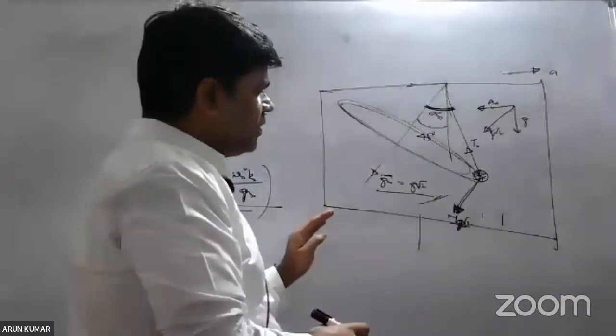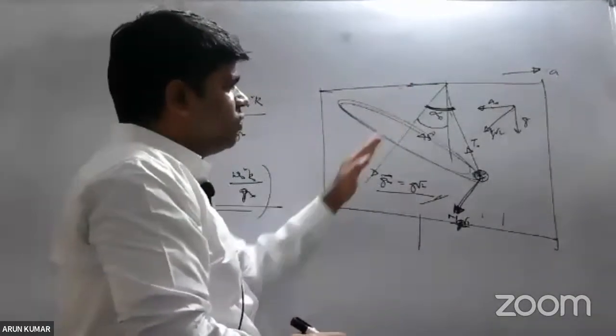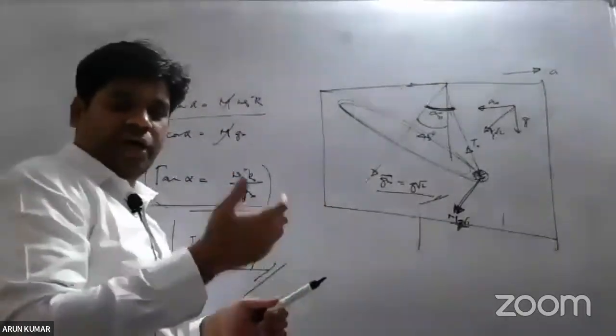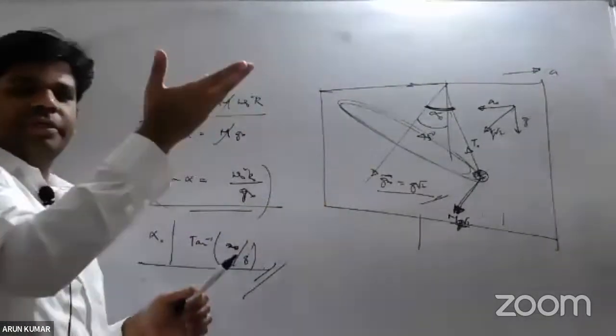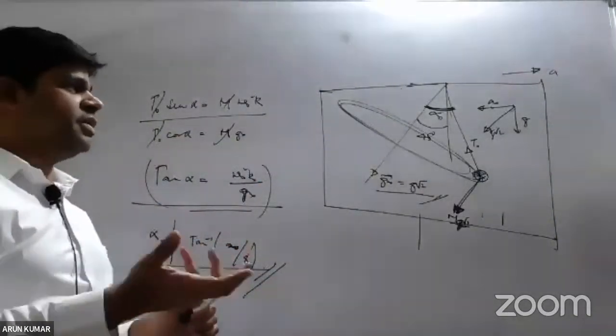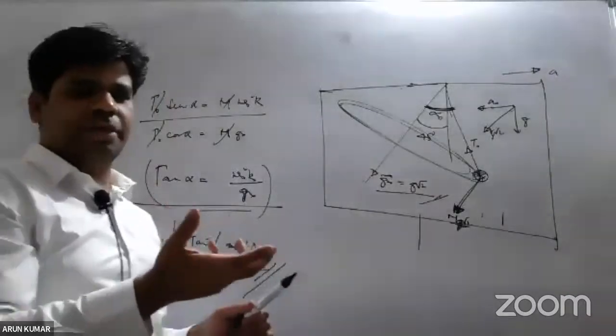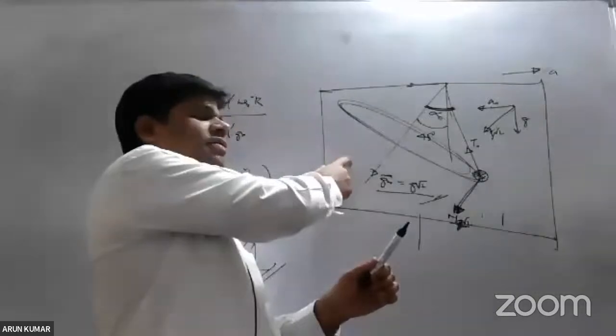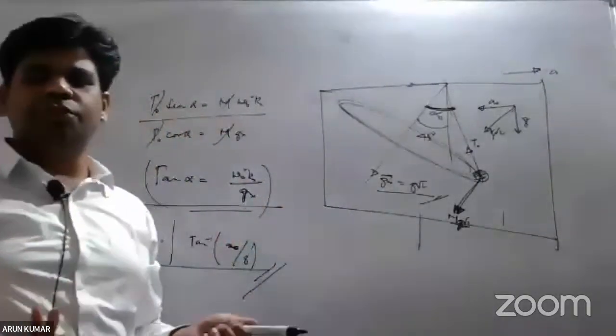If I throw a particle at an angle of tan inverse a by g, it will go in a straight line and come back to its own hand. Just as if I throw a particle vertically upwards, it will go up and come back to my own hand. Similarly, the same thing happens when I throw a particle at an angle of tan inverse a by g in that car. That's why I'm saying it's the new vertical.